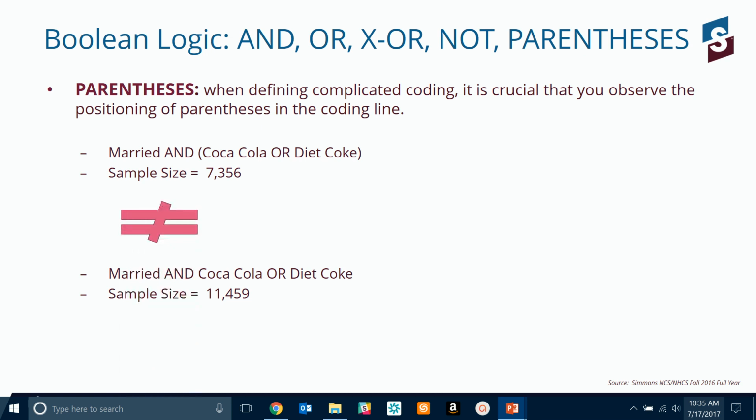You don't want to do the second example, because what happens when you don't include the parentheses is Diet Coke is no longer being qualified by the married variable. Instead, the coding is being read as married and drinking Coca-Cola or anyone, regardless of their marital status, that is drinking Diet Coke.